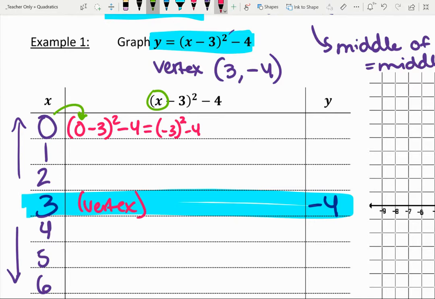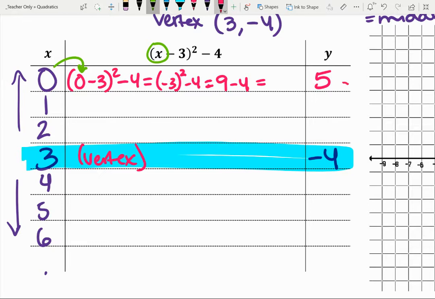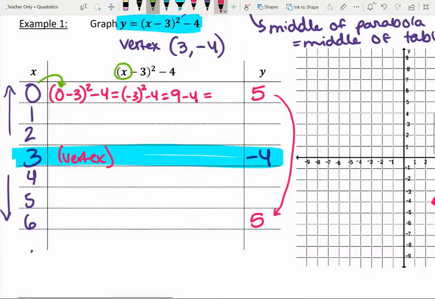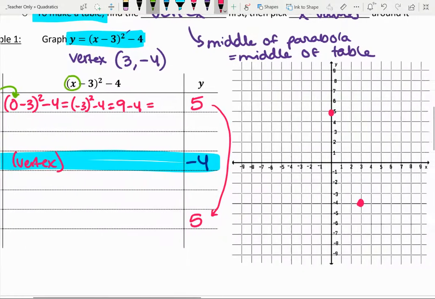Now -3 squared, if you're doing this in your calculator, you have to use parentheses. -3 times -3 is +9, not -9. Be careful. 9 minus 4 is 5. So I get a coordinate point of 0, 5. And I also get another coordinate point for free. On the opposite side of the axis of symmetry would be the point 6, 5. Keeping everything organized in the table allows me to see that. So I have 0, 5, and 6, 5.